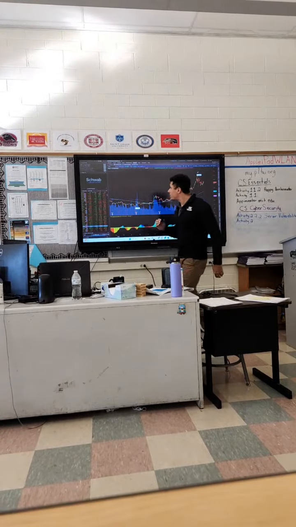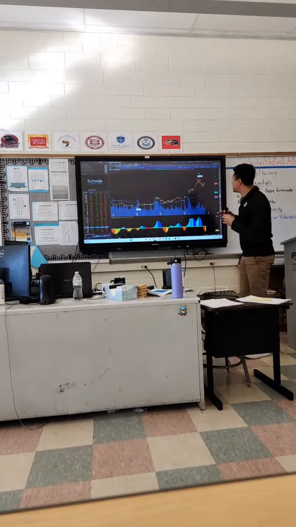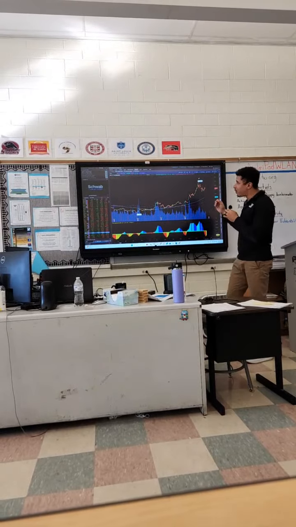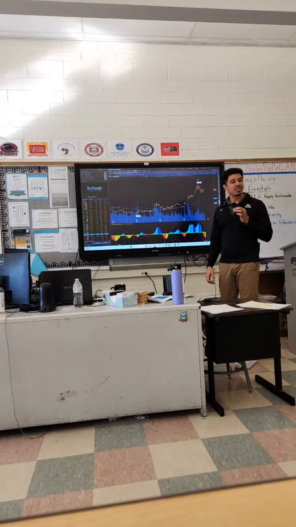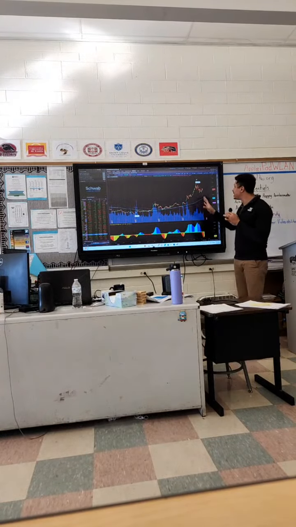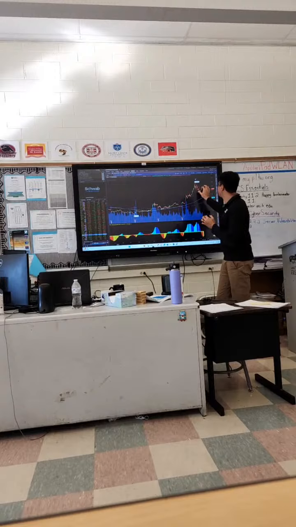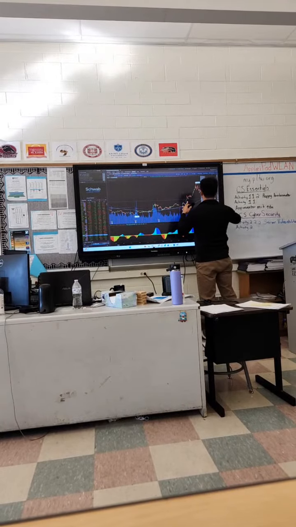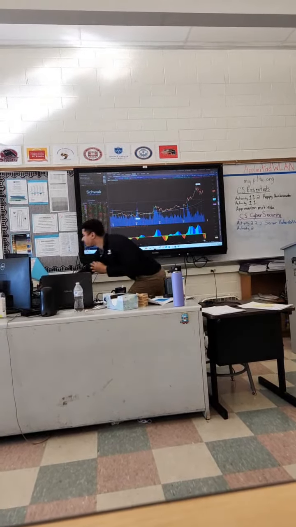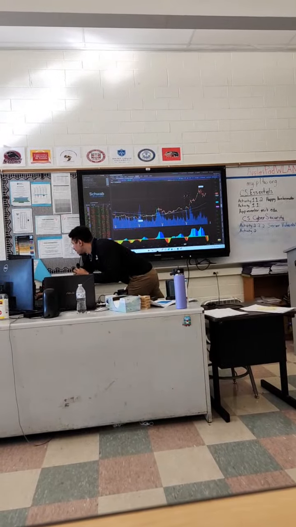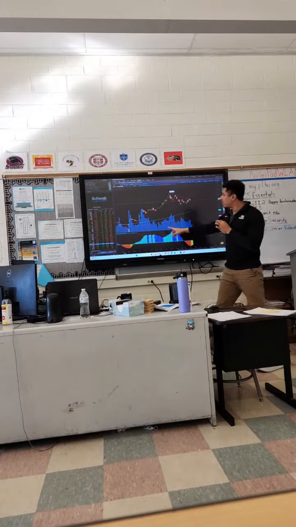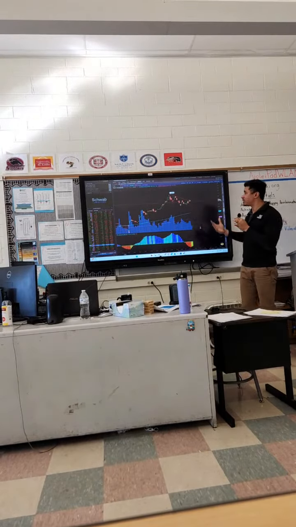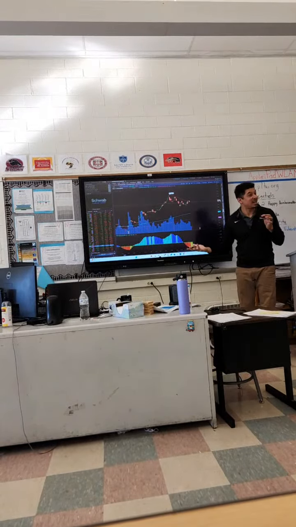So what we have right here is the chart for Tesla. This is a daily chart. The way to look at this is that these things are called candlesticks. I'm going to zoom in a little bit so maybe it gets a better view. These are all little candlesticks. They are called candlesticks because they kind of look like candlesticks.